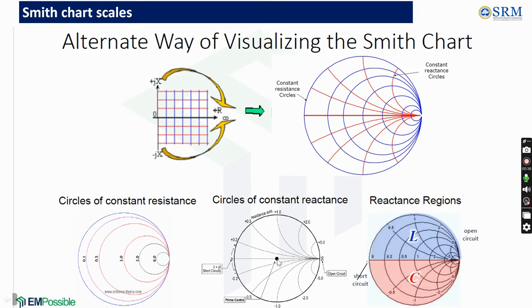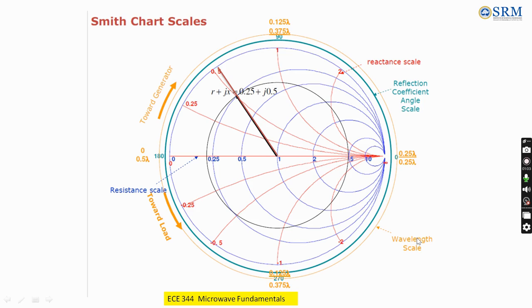towards the center of the Smith chart is the prime center. The open circuit position is on the right side of the Smith chart, and the short circuit is towards the left. Above the real axis of the reflection coefficient is positive reactance, and below the axis it is negative reactance. This is the susceptance, and here it is inductance.